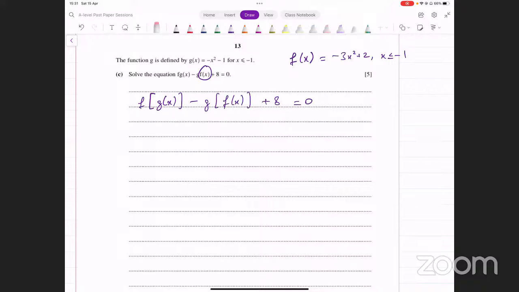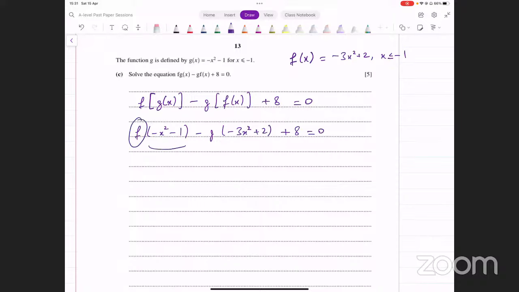So we have f of g of x minus g of f of x plus 8 equals 0. अब हम क्या करें? f के अंदर आपने g डालना है, g वाला फंक्शन यहाँ पे इनपुट कर दें. So you have f of minus x square minus 1 minus g of f. f क्या है? minus 3x square plus 2 plus 8 equals 0. Remember, ये multiply नहीं हो रहे हैं यहाँ पे.